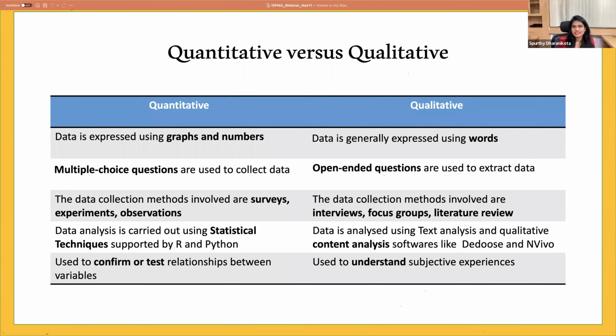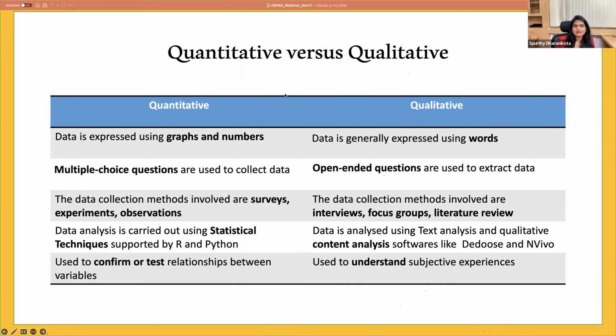So quantitative research, data is expressed using graphs and numbers, whereas in qualitative, data is generally expressed using words. So for example, let's consider this very webinar. Once we're done with the webinar, if you receive a survey asking you to rate your experience of the webinar on a scale of 1 to 10, what is it? Quantitative, right? It's measurable: 1, 2, 3, 4 till 10. But if there's an open-ended question which asks you, how do you describe your experience of attending a webinar? It's all words, right? The answer would be in the form of words. So this is the difference between quantitative data and qualitative data.